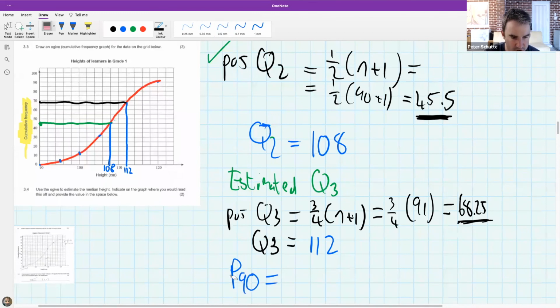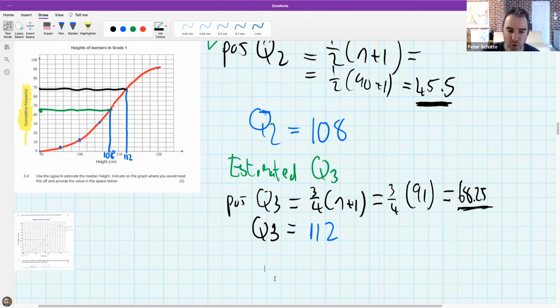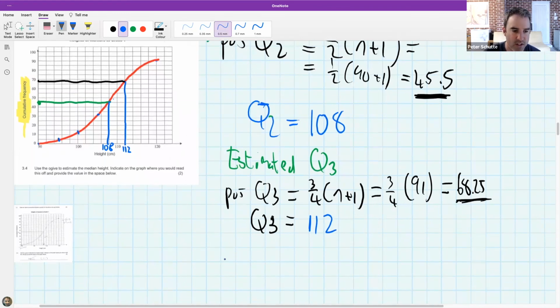And all I'm going to ask you is, what formula are we going to use to calculate the position of P90? What formula do you think we're going to use to calculate the position of P90? Let's go to the chat here. William, what do you think we're going to use to find the position of P90?